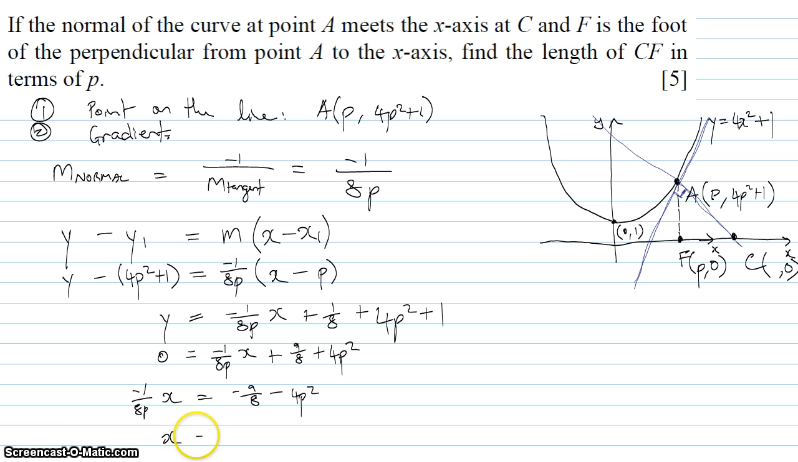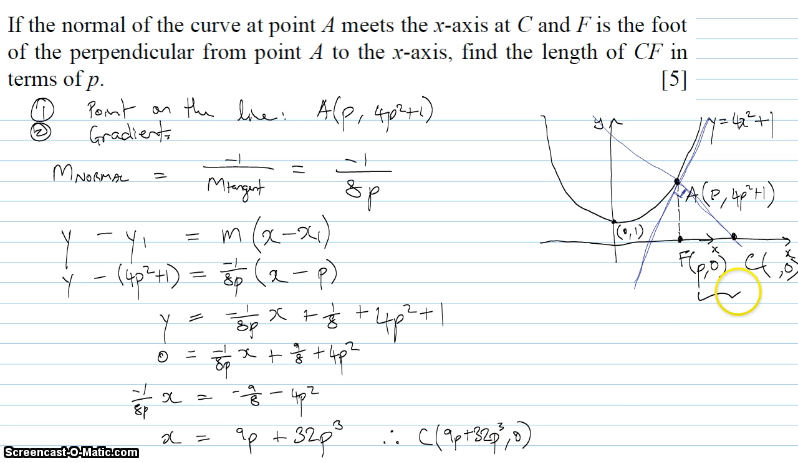So x will be, multiply everything through by negative 8p, so we get 9p plus 32p³. So that's the x coordinate. I can tell you, therefore, the point C is (9p + 32p³, 0).